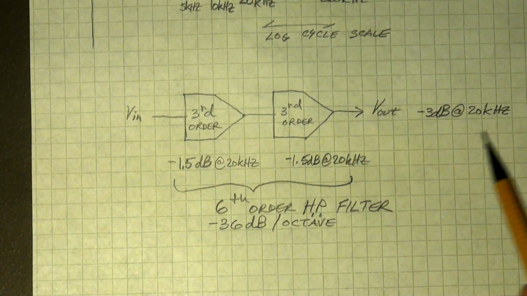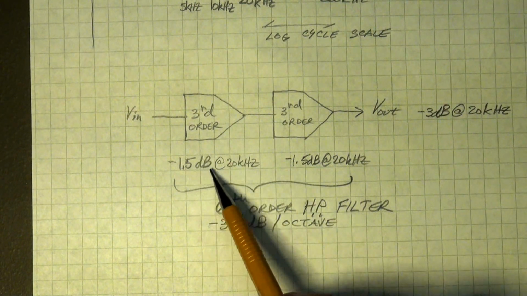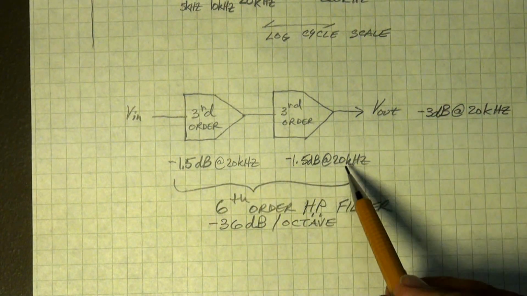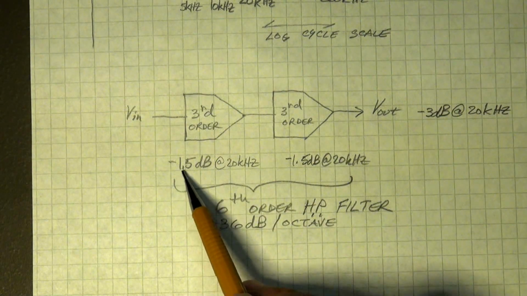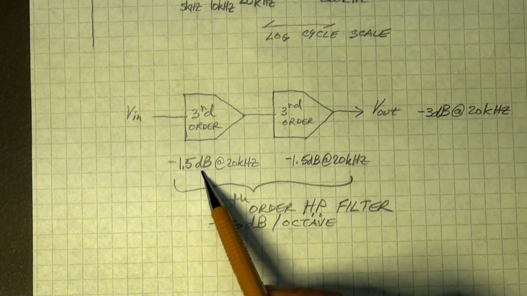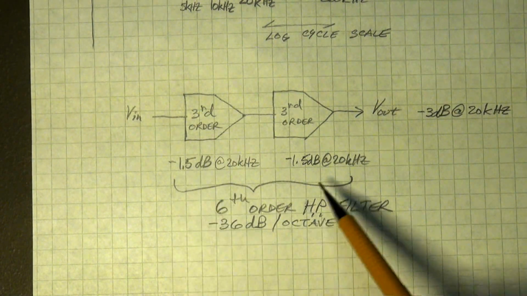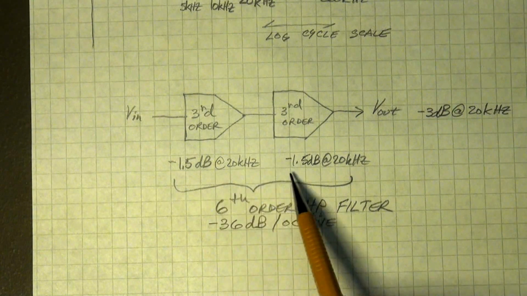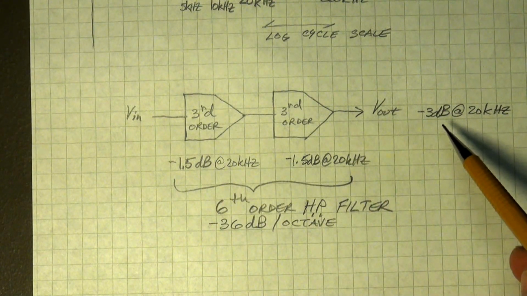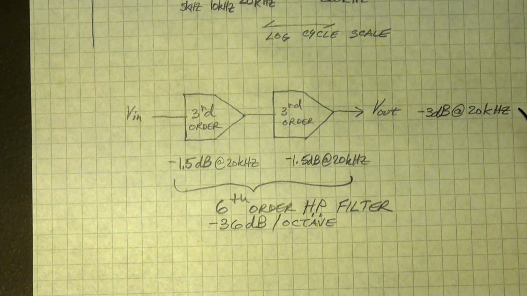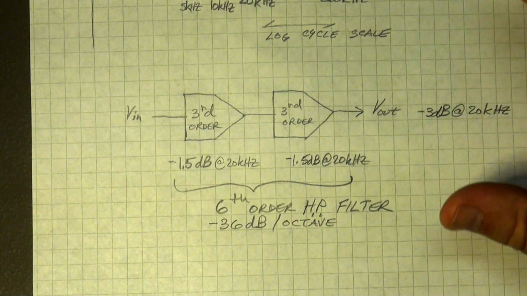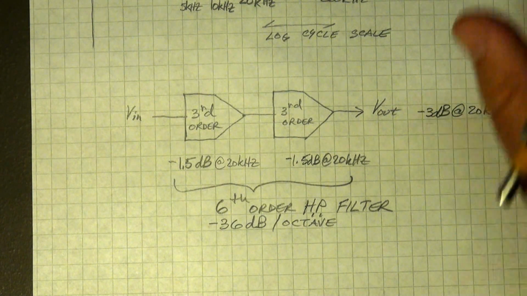Mind you, the corner frequencies at 20 kilohertz for each one must correspond to minus 1.5 dB rather than each one at minus 3 dB, because with minus 1.5 each, the net result will be minus 3 dB at 20 kilohertz. And that's how these filters are characterized, is that their corner frequency is defined as when their output drops 3 decibels below their passband.